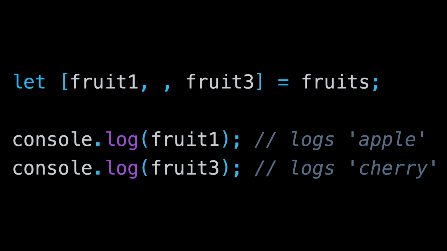You can also skip over elements that you don't need. So we can see we have a comma, nothing, and then a comma. So now we just have fruit1 and fruit2.